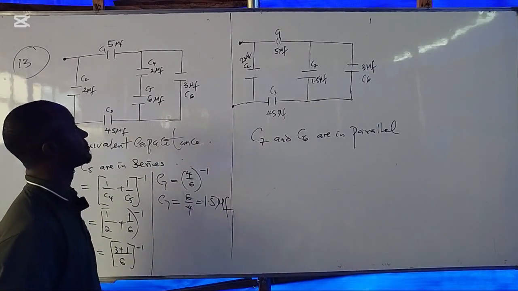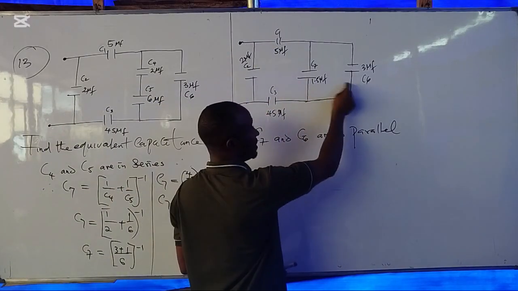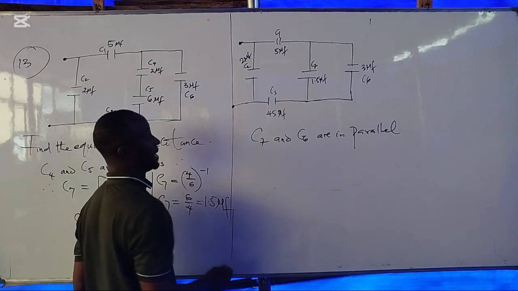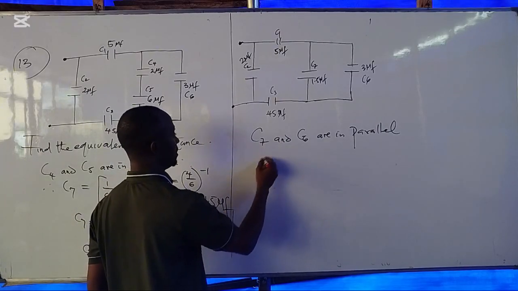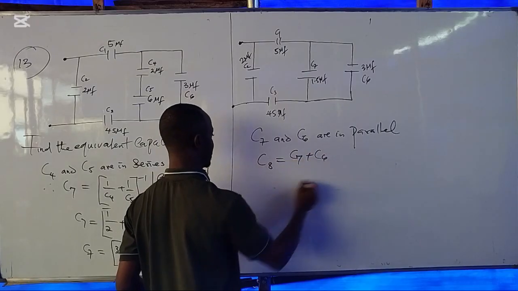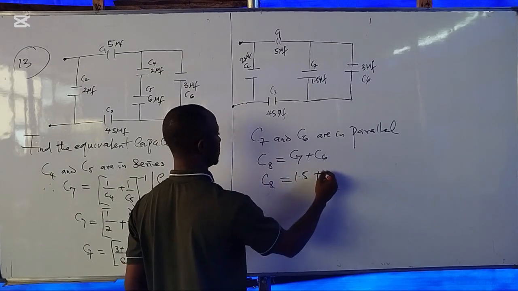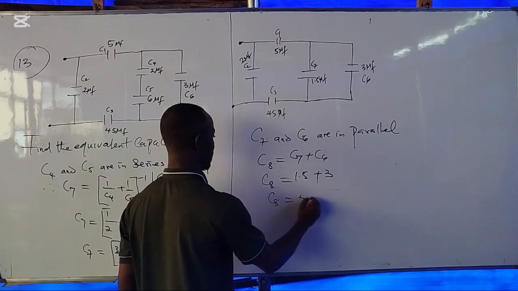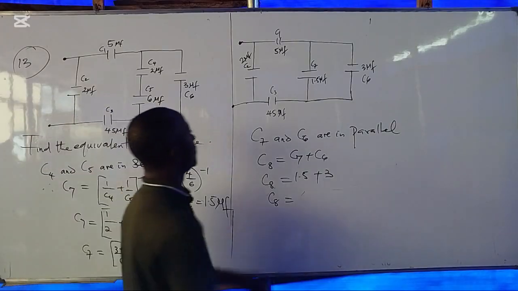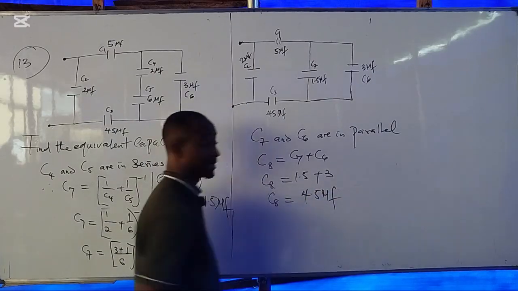We still have this here. I can't resolve this way, so I have to just resolve this first in parallel. Are you there? So let's watch. In parallel means C8. So C8 becomes C6 plus C7. What's C6? 1.5 plus what? C7 is 3. When you add up, what do you have? 4.5 microfarad, right? Okay.